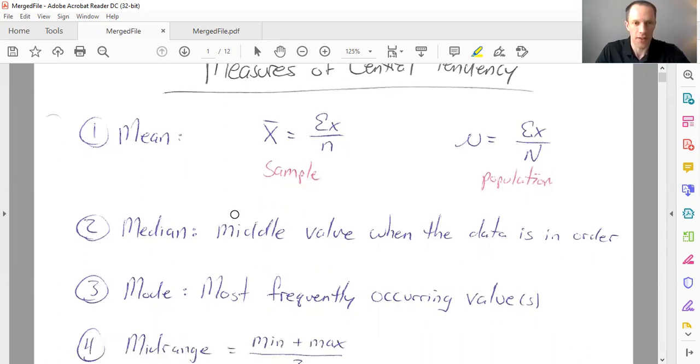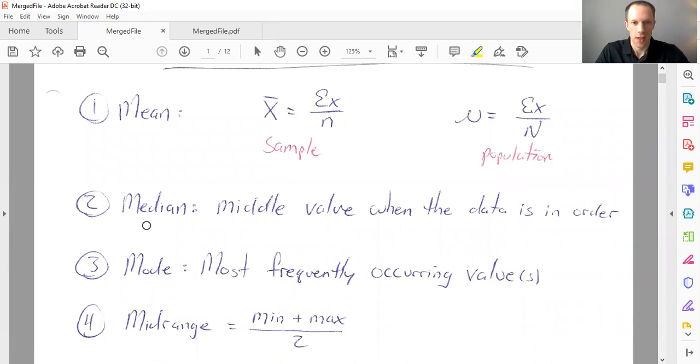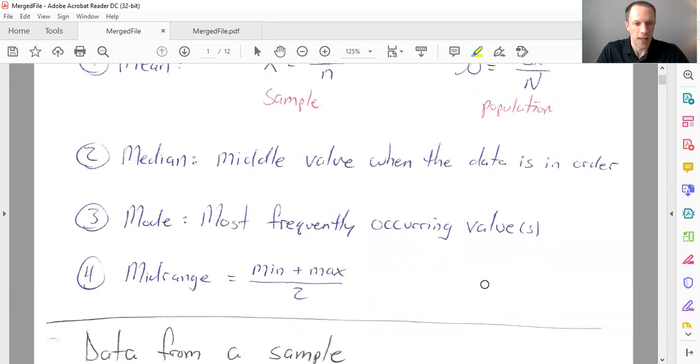Another way that you can talk about the center of a data set is with what we call the median. The median is the middle value when the data is in order. In other words, it's the value that occupies the middle position in the data set whenever the data is sorted from lowest to highest or highest to lowest. The mode is the most frequently occurring value. Sometimes there's more than one mode in a data set, so that's why I have the little parenthesis s there. And then the mid-range would be the number that is exactly halfway between the minimum and the maximum. To find that, you would take the minimum plus the maximum and divide by 2. Of course, that's going to tell you about the center of the data set just because it's halfway between the minimum and maximum.